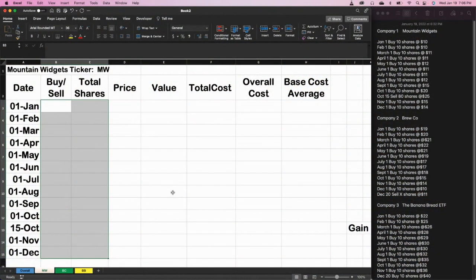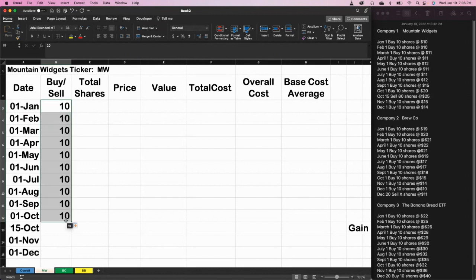Okay, so we're going to start today in Excel. You can also do this in Google Docs. I'm going to take you through three fictional companies. We've got Mountain Widgets, Bruco, and the Banana Bread ETF. What we're going to do is start in January. In this case, we had no shares, and we're going to buy 10. And we're going to dollar cost average every month, so 10 shares all the way, and we'll do this right up to October 1st.